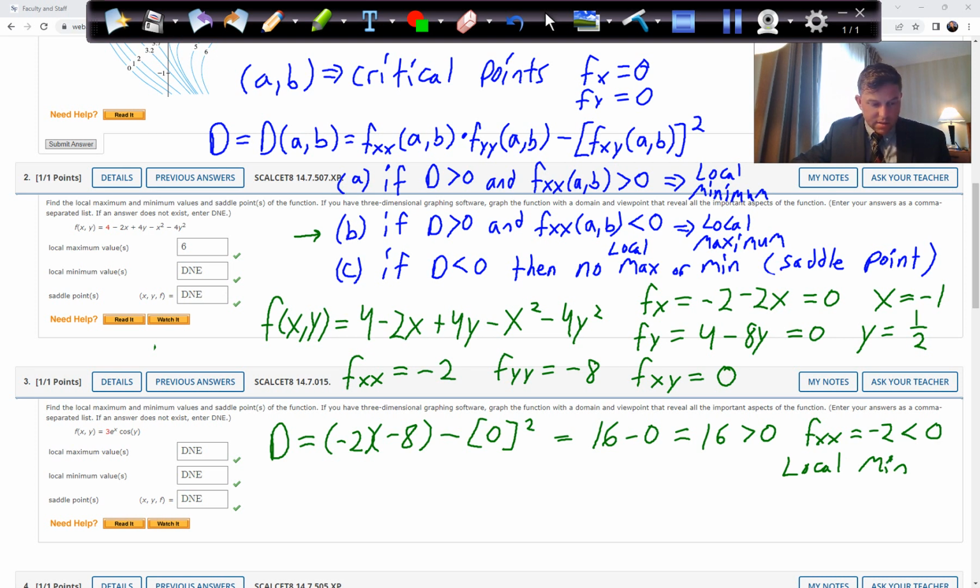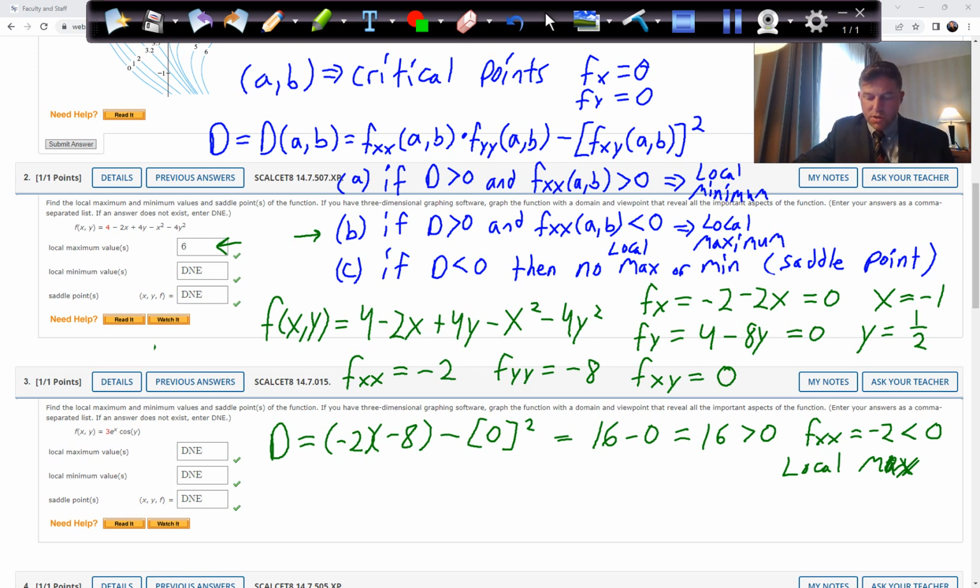And it says, oh, I looked at the wrong thing. Local max. My apologies. I read the wrong one. So case B, we were right there. It says local maximum. So this is a local max. So we know we have a local max.